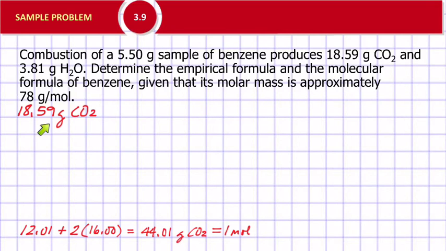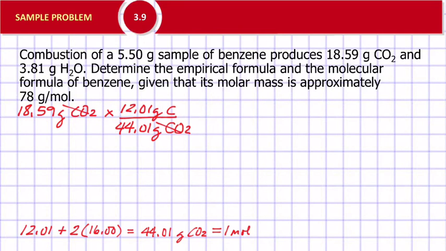Well, if I take this mass of CO2, in 1 mole of the CO2, this is the mass of carbon, right? There's the mass of carbon and the mass of oxygen, and they add up together to make the mass of the whole compound. So there are 12.01 grams of carbon in 44.01 grams of carbon dioxide.